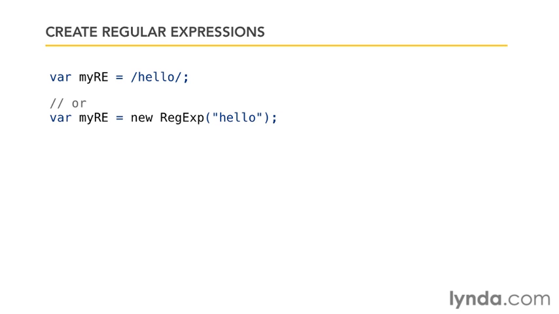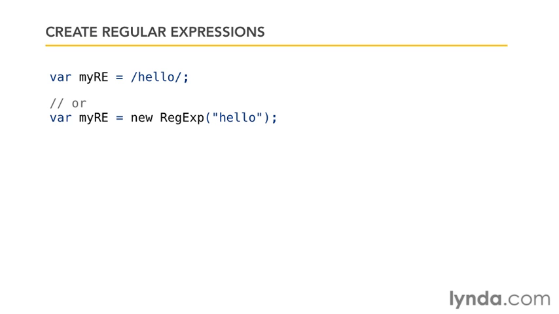There is another way of doing it, which would be this. This is a longer way, but it's doing exactly the same thing. var myRe equals, and we use the word new, RegExp, regular expression, and feed in the string hello into it. What we're actually doing in either of these cases is creating a new regular expression object in JavaScript.